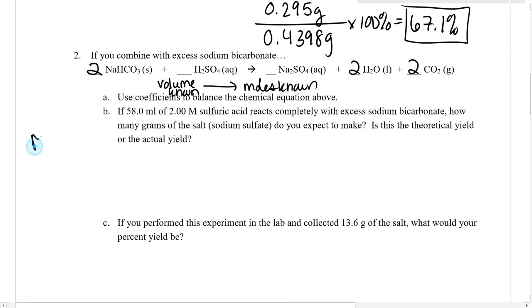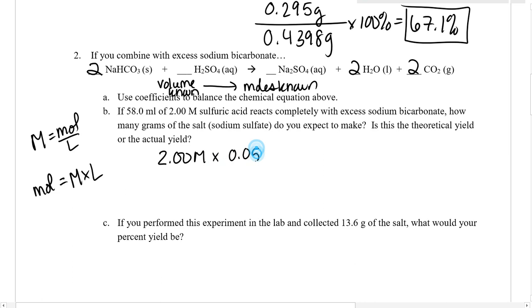All right, so we know that molarity is moles per liter. So to find moles of a solution, I'm going to take the molarity times the liters. My molarity is 2.0, and my liters is 0.058. I've got to remember to divide it by 1,000 to turn that into a liters value. And then that gives me 0.116 moles of H2SO4. So first step, find moles.